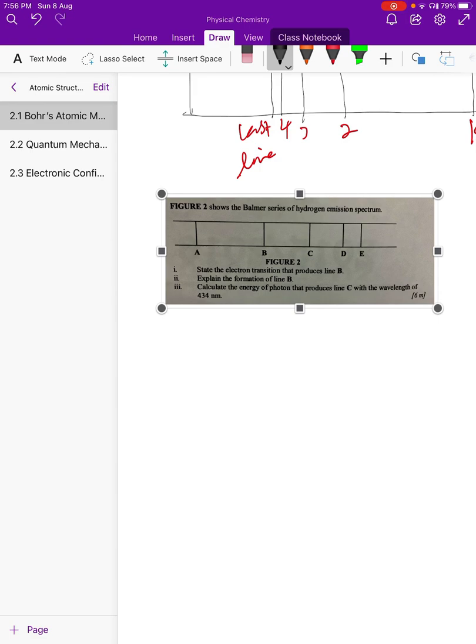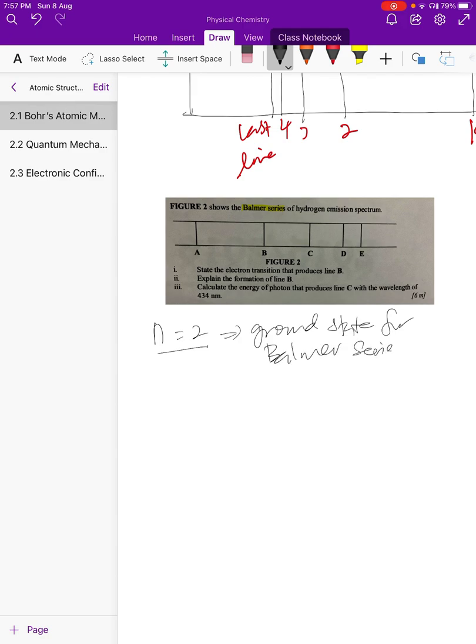Figure 2 shows the Balmer series of hydrogen emission spectrum, and you can see there they already mentioned it is Balmer series. Just a moment, I changed the color. Okay, so it's a Balmer series of hydrogen emission spectrum. And the moment you see Balmer series, you know the ground state is n equals to 2, right? This is the ground state for Balmer series. Okay, and they say state the electron transition that produces line B. So we have to interpret the diagram.